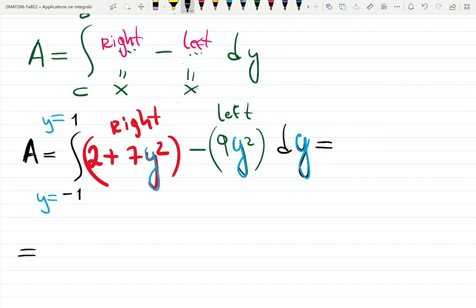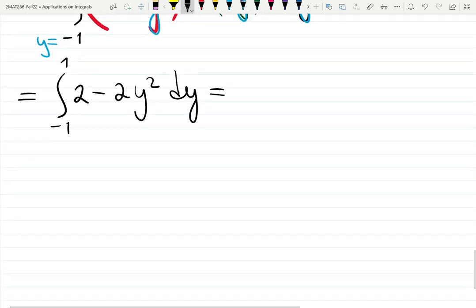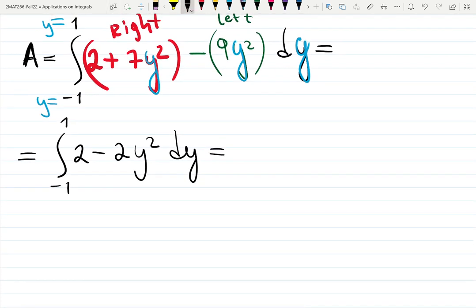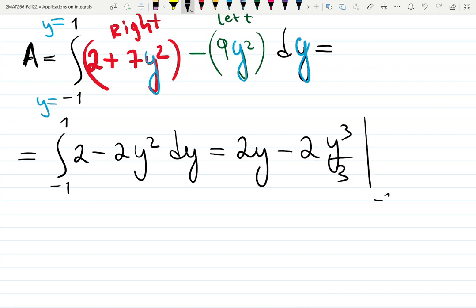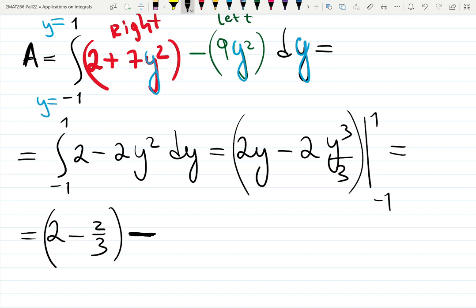So let's do it. Let's simplify. It will be the integral from -1 to 1 of 2 minus 2y squared dy. Integrate that. Who wants to integrate for me? What is it going to be? 2y minus 2 over 3 y cubed, evaluated from -1 to 1. You don't have to put parentheses, by the way, but you can if you want to. Plug the top: 2 minus, like you said, 2/3. That was nice. Don't forget minus because of the formula.